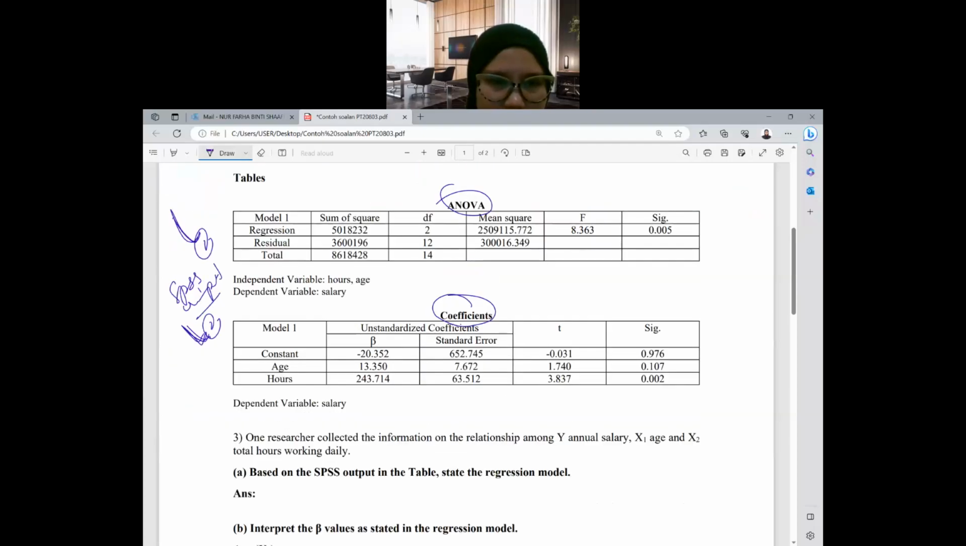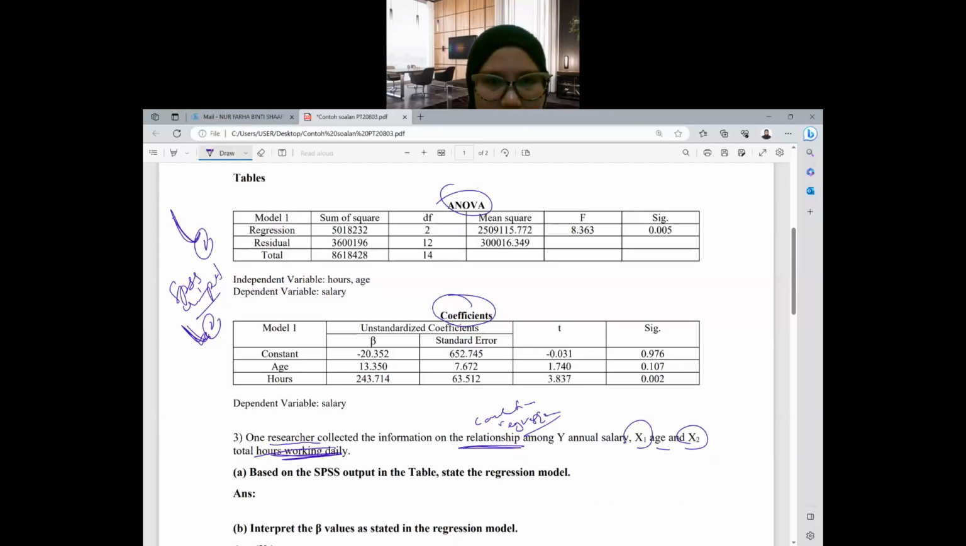So the first question here: one researcher collected information on the relationship among Y, annual salary, X1, age, and X2, total hours working daily. If you still remember the analysis that uses the terms of relationship, either it is Pearson correlation or regression.